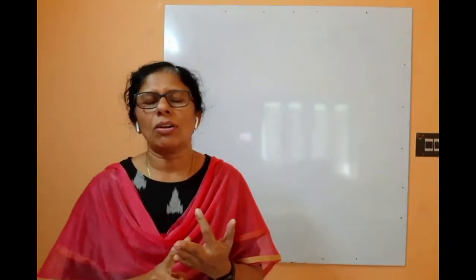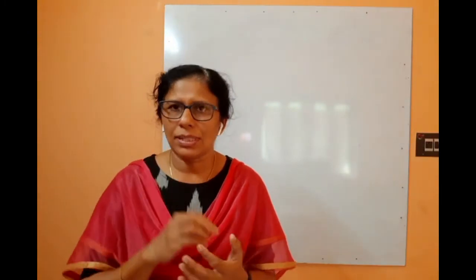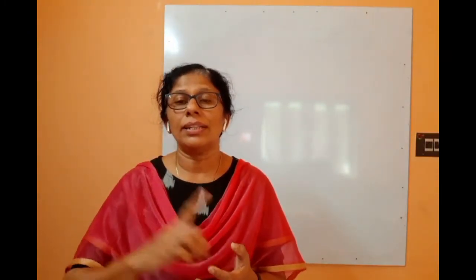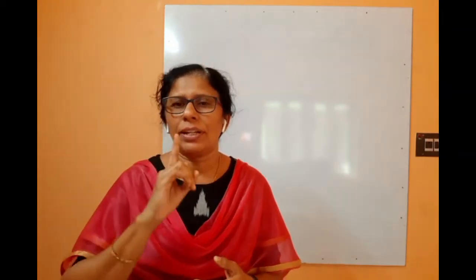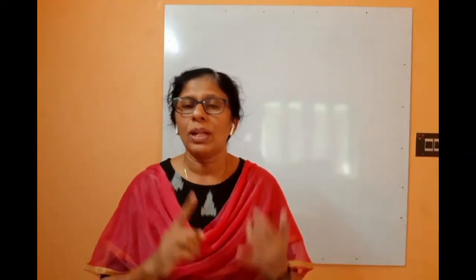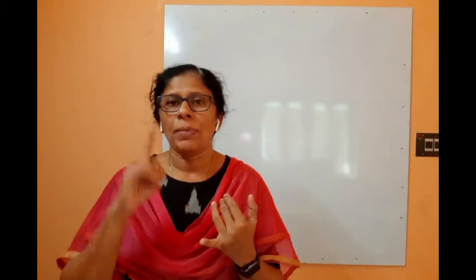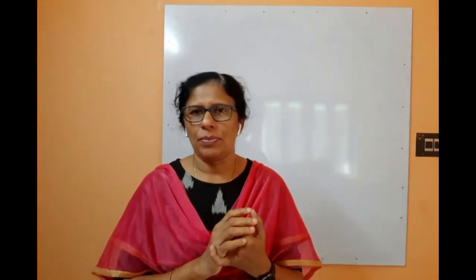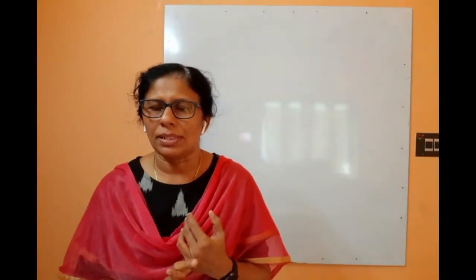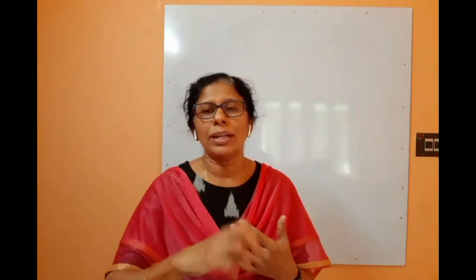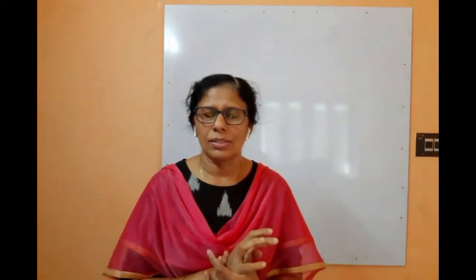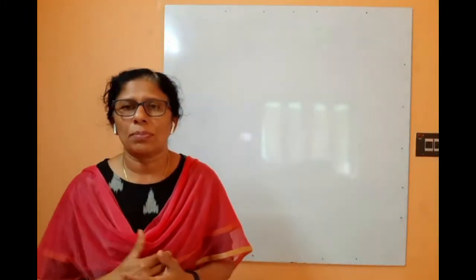So what is a simple sentence? A simple sentence is a sentence which contains one main clause with a finite verb. Only one finite verb will be there, that you have to keep in mind. Only one finite verb and one main clause. That is called a simple sentence. If more than one finite verb is there, you cannot call that a simple sentence. It will be called a complex sentence. Understood? And the next one is a complex sentence.